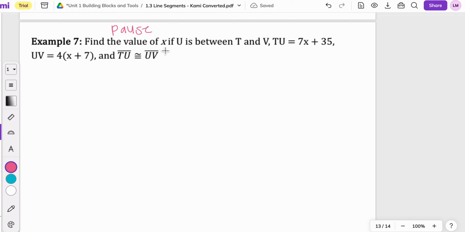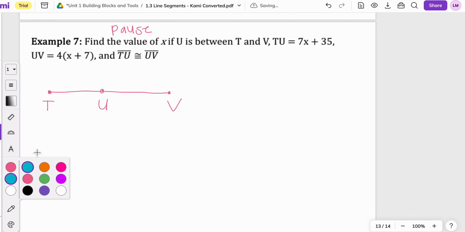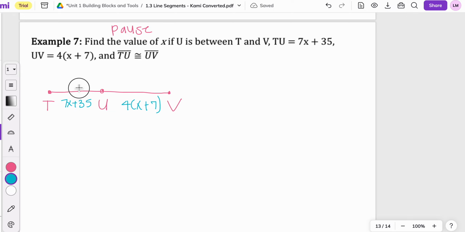All right, find the value of x if U is between T and V. Since there's no picture, I'm going to go ahead and use some problem-solving skills and write down U is between the letters T and V. TU is 7x plus 35. UV is 4 parentheses x plus 7, and they are congruent. So I'm going to add my tick marks in there as well to show that. Since they are congruent, let's write 7x plus 35 equals 4 parentheses x plus 7.